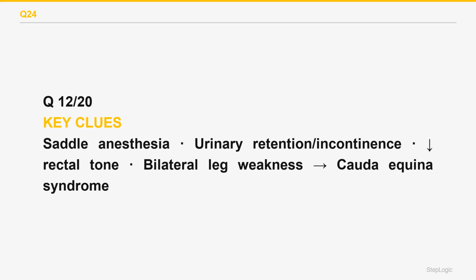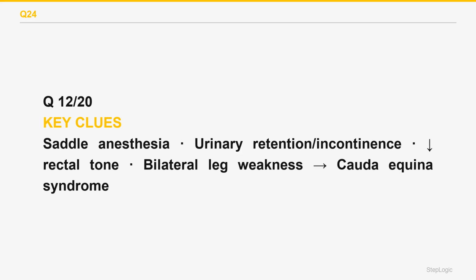Below the end of the spinal cord, around L1, L2, the spinal canal contains the bundle of lumbosacral nerve roots called the cauda equina, horse's tail. A large central disc herniation, tumor, or other mass can compress these roots. Because these are peripheral nerve roots, lower motor neurons, the signs are LMN.